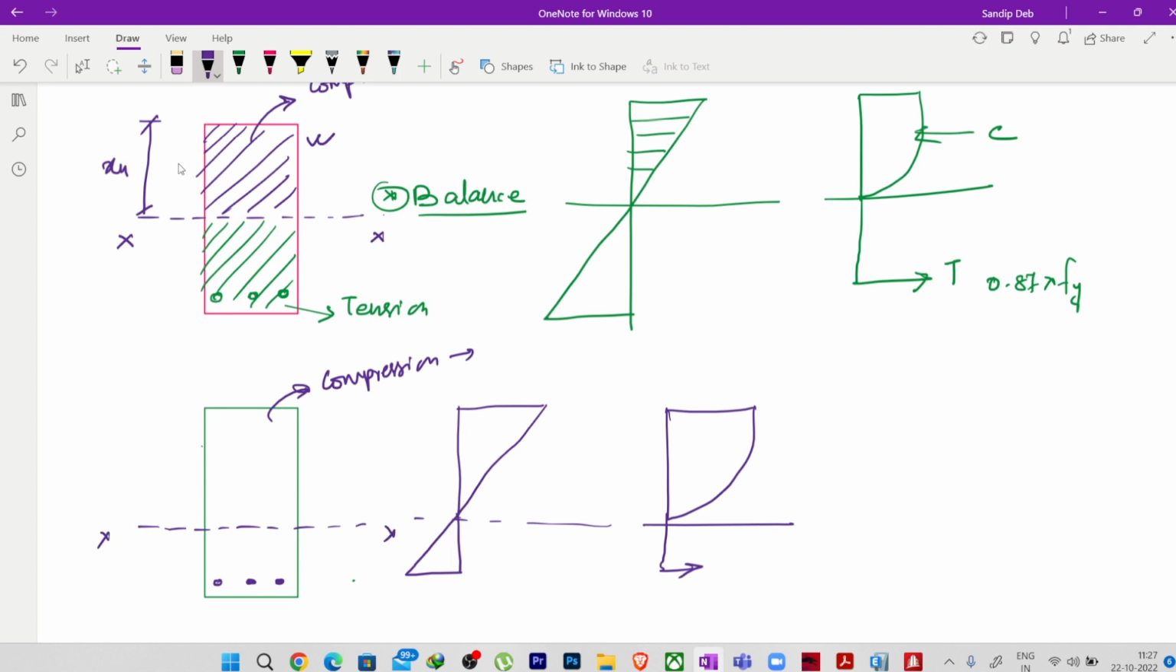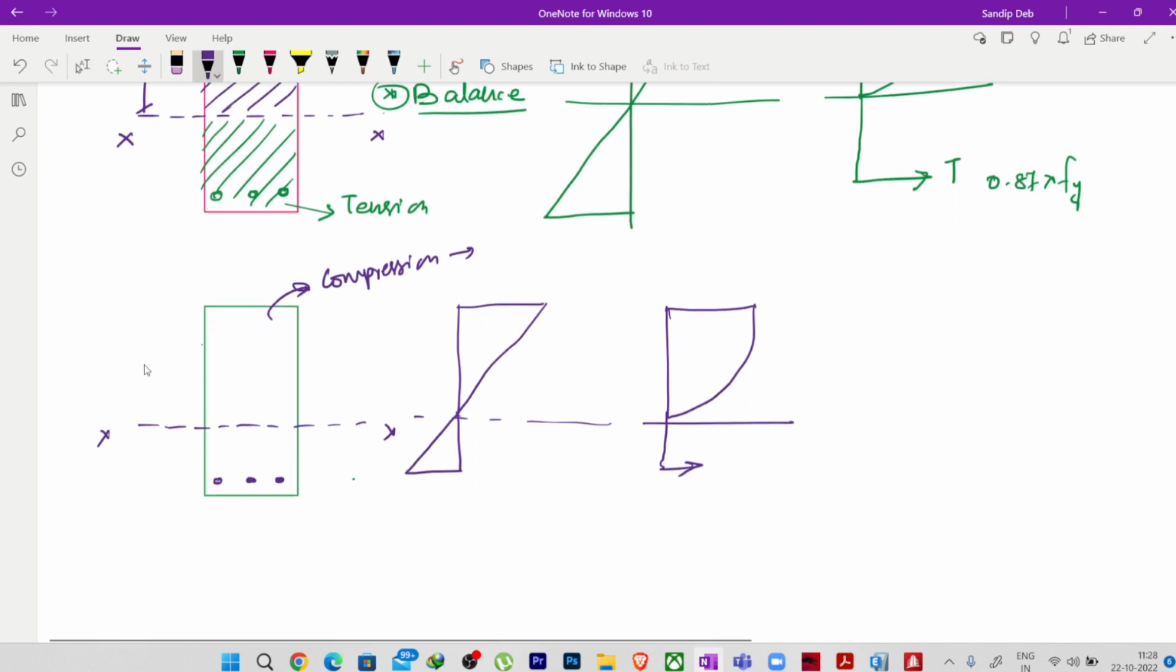So we can say that if the concrete is reaching its ultimate limit of compressive stress before the steel is reaching its limit of tensile stress, then what will happen? This concrete will fail before the reinforcement fails, and we all know concrete is a brittle material, right? So that means we will have a brittle failure in the beam.